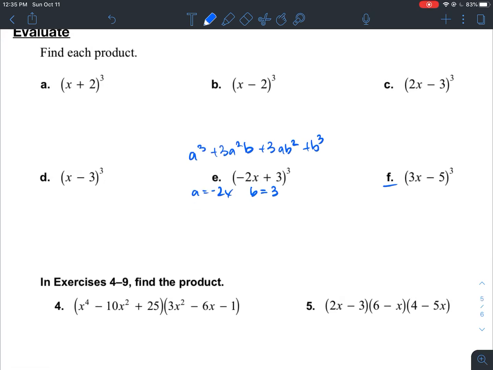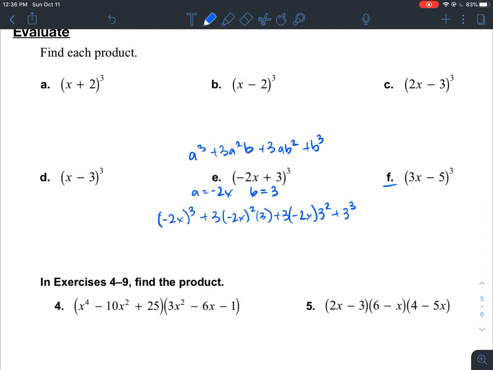So instead of a, this is going to be negative 2x cubed. Make sure you use your parentheses. That's very important. Plus 3 times negative 2x squared, and then b, which is 3, times 3. Plus 3 times a, which is negative 2x, times 3 squared, plus 3 cubed. And then we just need to simplify.